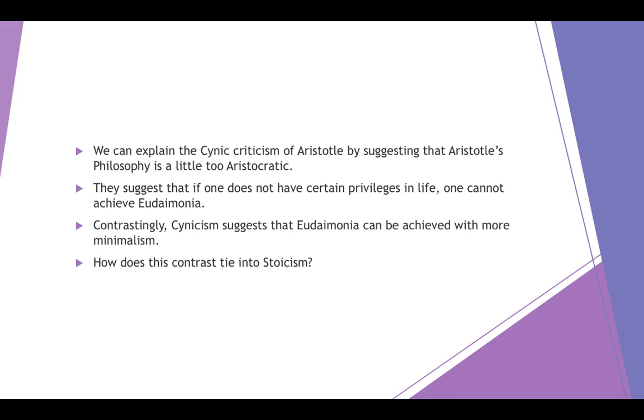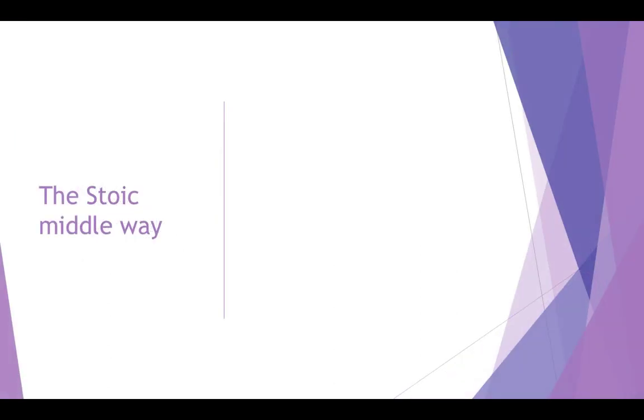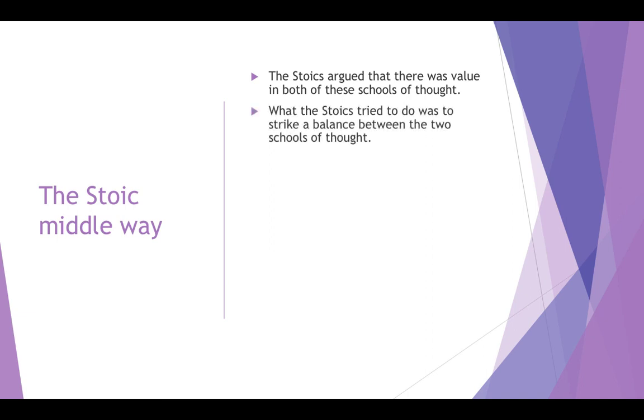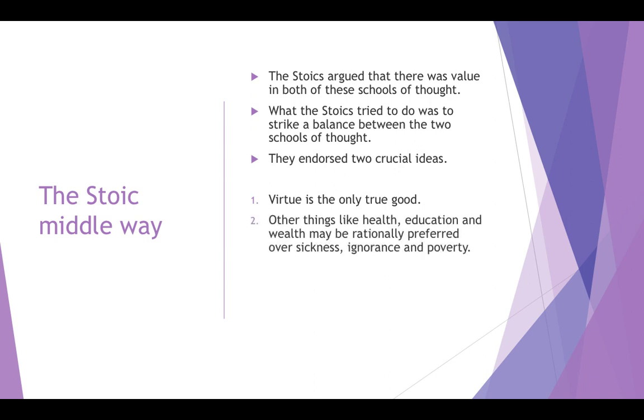So what does this debate say about Stoicism? That's what's important. Stoicism is seen as a kind of thought that there was value in both of these schools of thought. The Stoics believed that Aristotle was onto something, but that the Cynics were too. And what the Stoics tried to do was to strike a balance between the two. They endorsed two crucial ideas. The first idea is that virtue is the only true good, and that other things like health, education, and wealth may be rationally preferred over sickness, ignorance, and poverty.